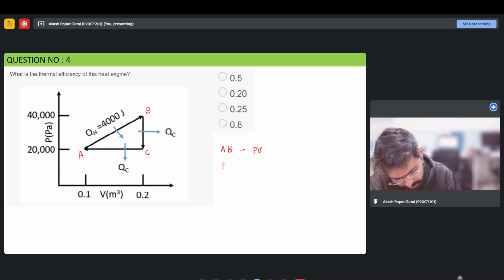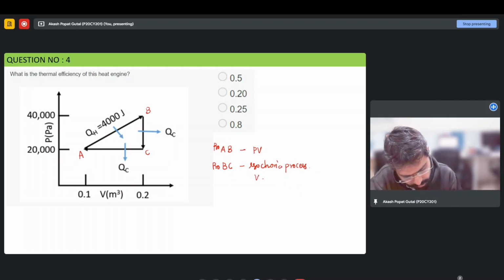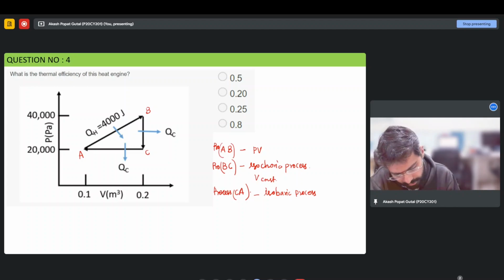And the process B to C, we can see it's an isochoric process, in which the volume is constant, the pressure is varying, and the process C to A is an isobaric process. And Q is entering from only one process. It is given from AB. Q is taken inside, and that is QH. Fine. QH is getting inside.